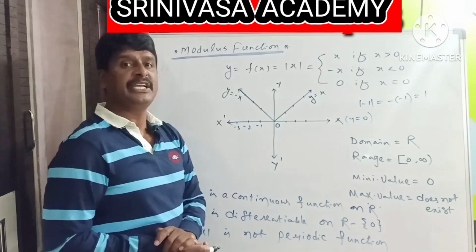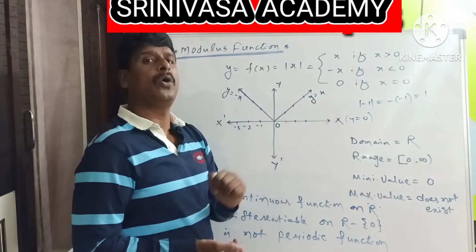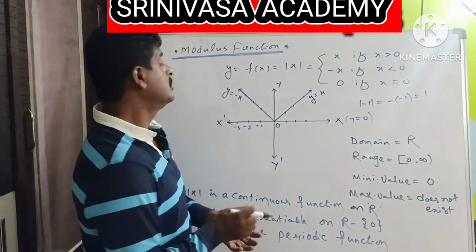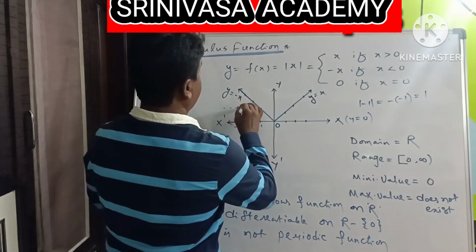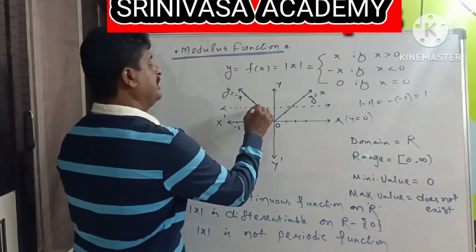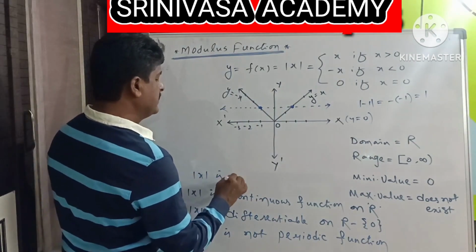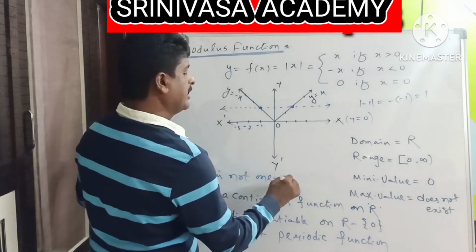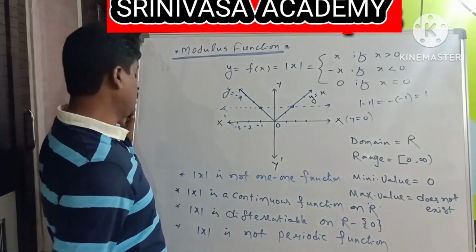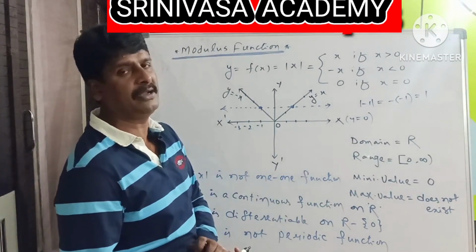And also you see, if you draw a line parallel to the x-axis which intersects the graph in more than one point, then it is not one-one. So if I draw a line parallel to the x-axis, it is intersecting the graph at two different points. So that's why the mod x graph is not a one-one function. We can also decide one-one nature through the graph. And observe that mod x is a continuous function on its domain R.